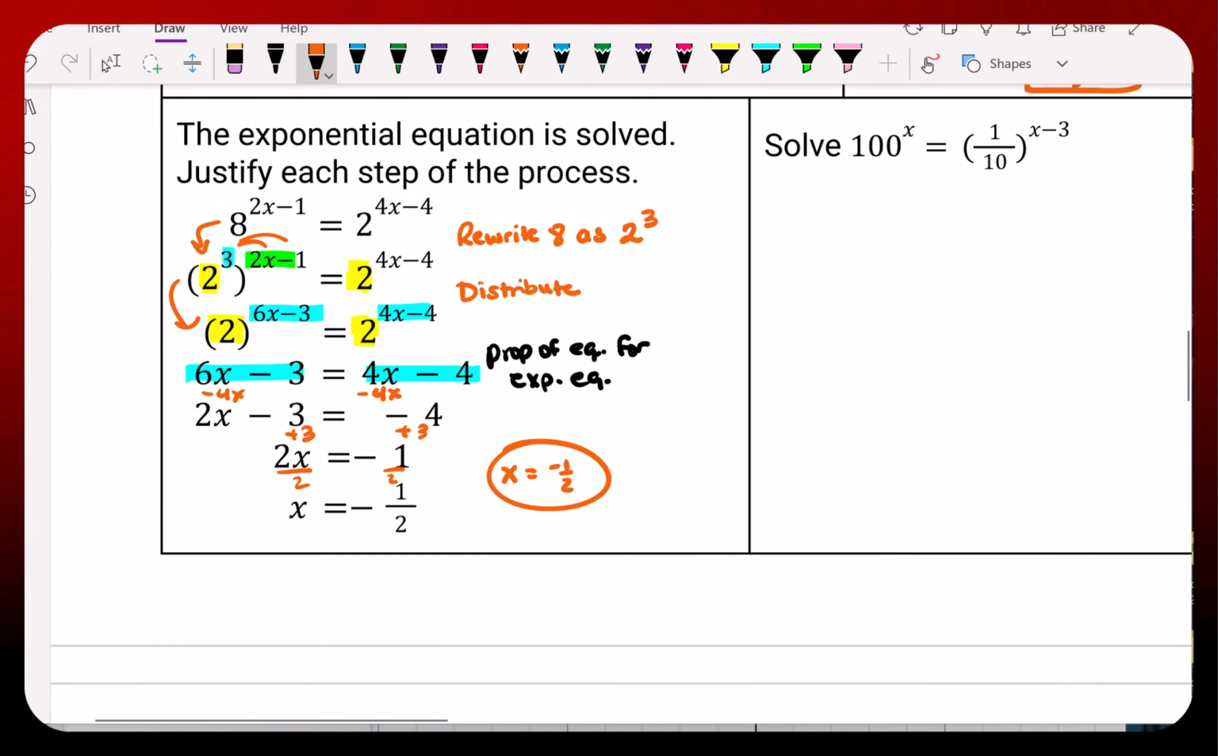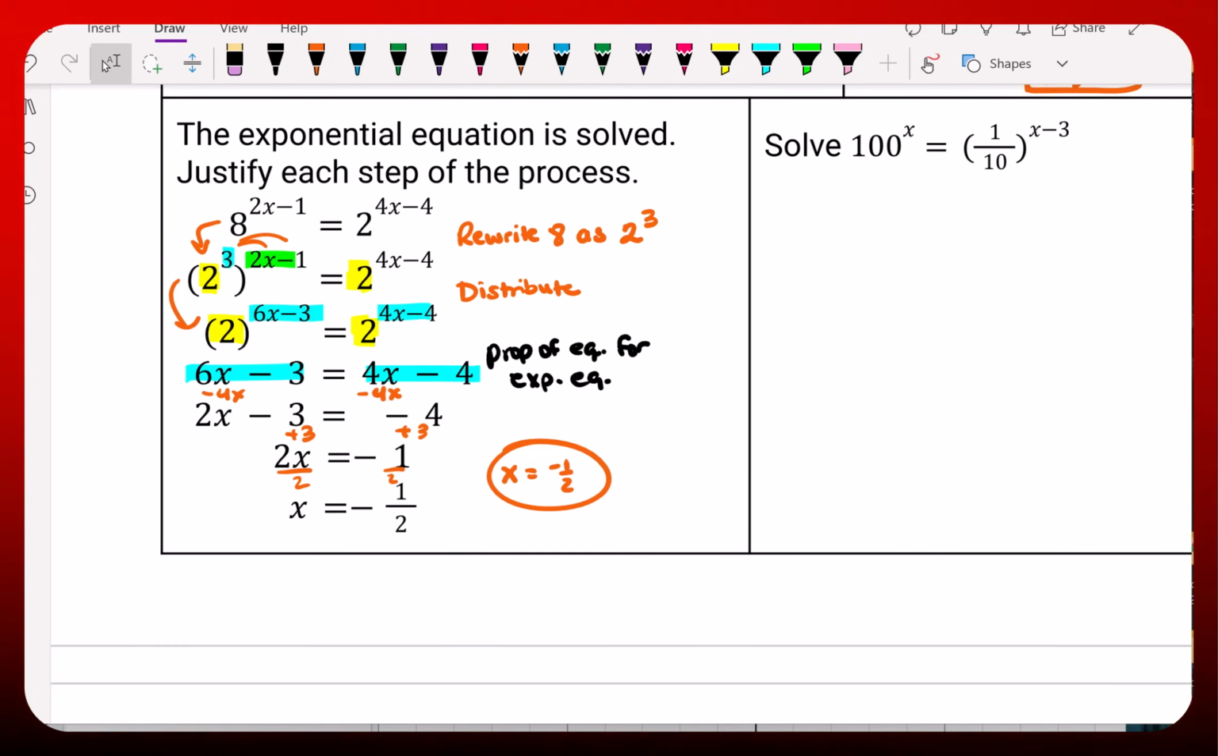I don't have to check my answer because for exponential equations, the domain is all real numbers. There's no restrictions. So that means I'm not going to have any kind of extraneous solutions. So I am ready for the next one.